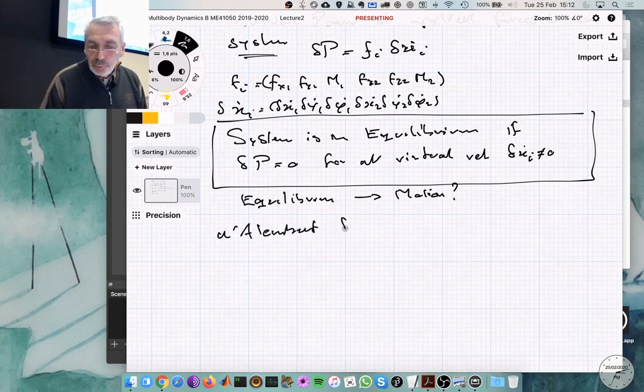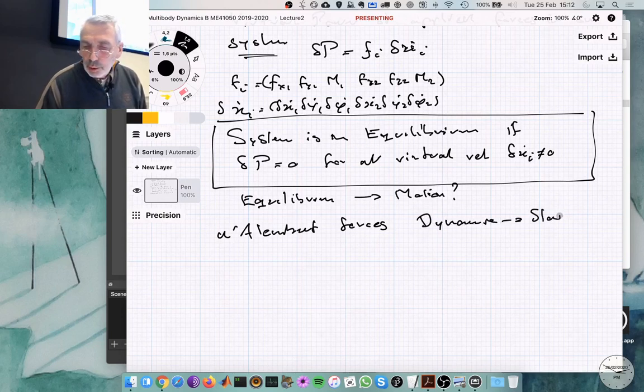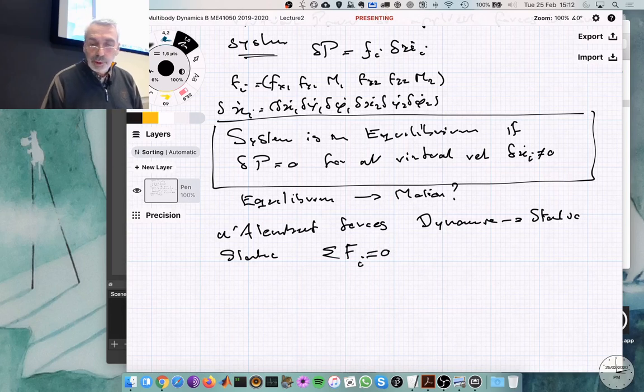Well, D'Alembert forces is a trick to make, from a dynamic problem, a static problem. So you have a dynamic problem, and you cook it into a static problem. And how do you do that? Well, in statics, of course, you write sum of the forces is 0, right? And let's put an index there. That's how we solve our statics problems. You take bodies, you say sum of the forces is 0.